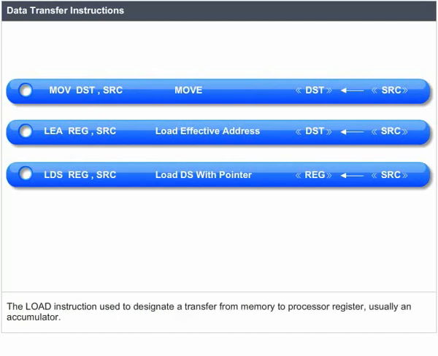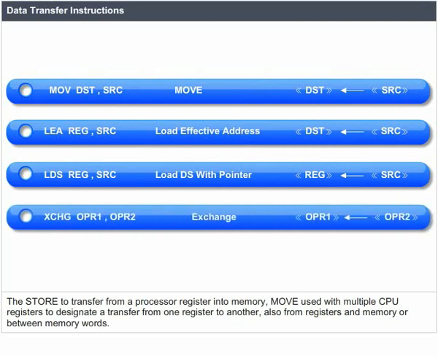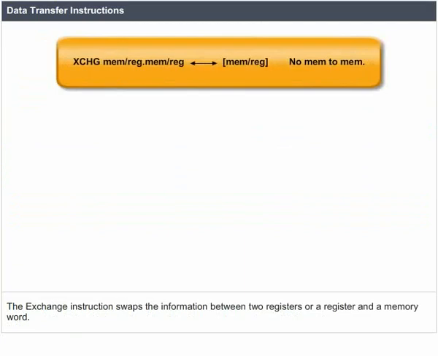The load instruction is used to designate a transfer from memory to processor register, usually an accumulator. The store instruction transfers from a processor register into memory. Move is used with multiple CPU registers to designate a transfer from one register to another, also from registers and memory or between memory words.